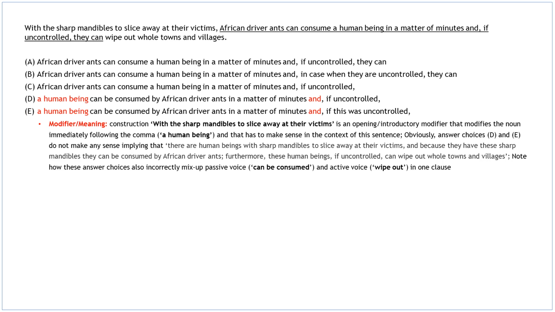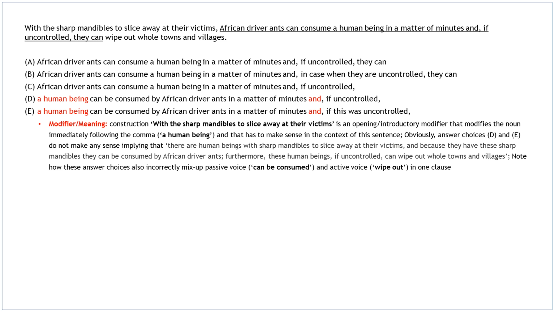The sentence begins with a non-underlined part, an introductory modifier, "with the sharp mandibles to slice away at their victims," that modifies the noun immediately following the comma, "a human being," and that has to make sense in the context of the sentence. Obviously, answer choices D and E do not make any sense, implying that there are human beings with sharp mandibles used to slice away at their victims, and because these human beings have such sharp mandibles, they can be consumed by African driver ants in a matter of minutes.